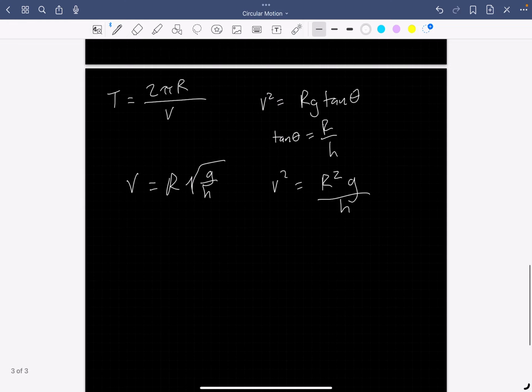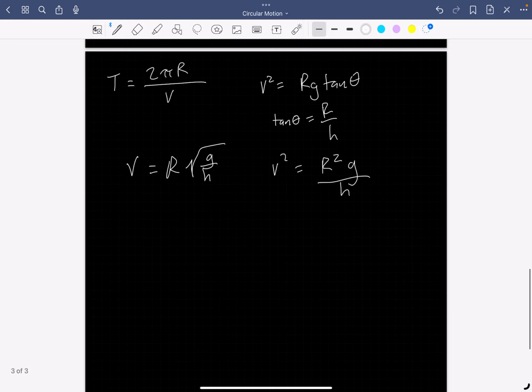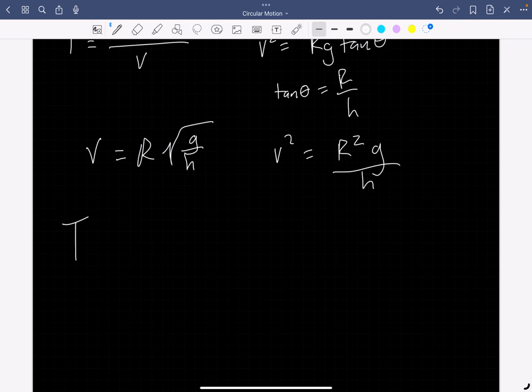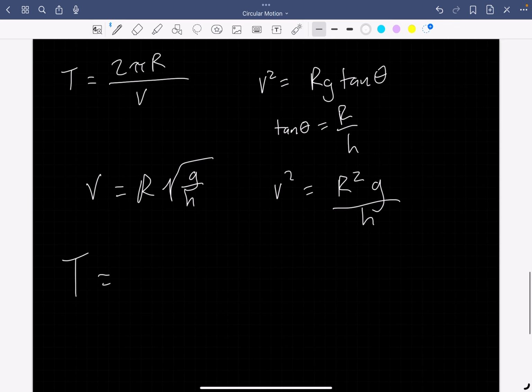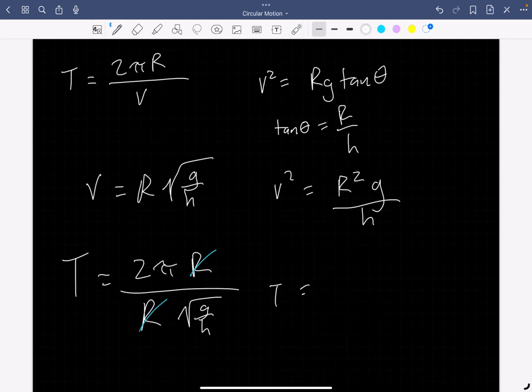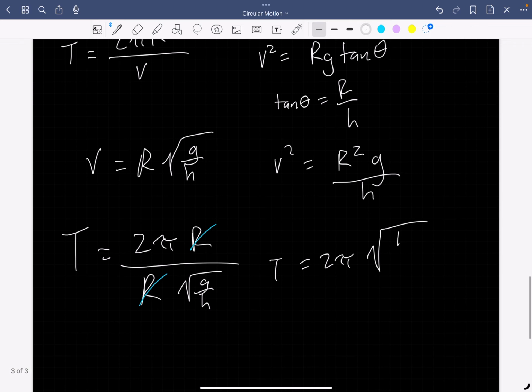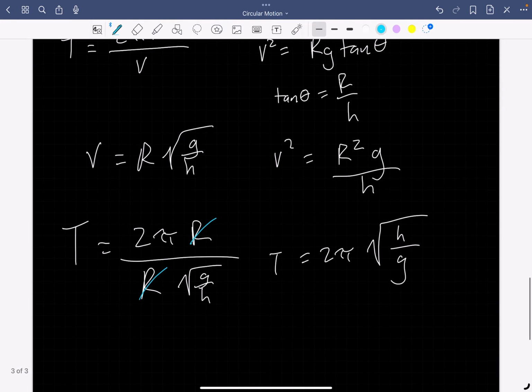And so if we substitute that in for the period, we get that the period T is equal to 2 pi r divided by r times the square root of g divided by h. And then we see that we can cancel the r's, and we get that the period is equal to 2 pi square root of h over g. And so this gives the period of the circular pendulum.